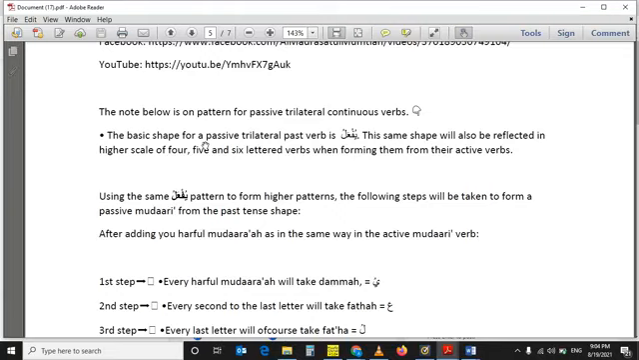That's the normal case ending. So that is the basic shape, yuf'alu. From this yuf'alu, we derive other shapes for 4 letters, 5 letters, 6 letters. They would also follow this same shape that we find, yuf'alu. It will follow that same pattern.